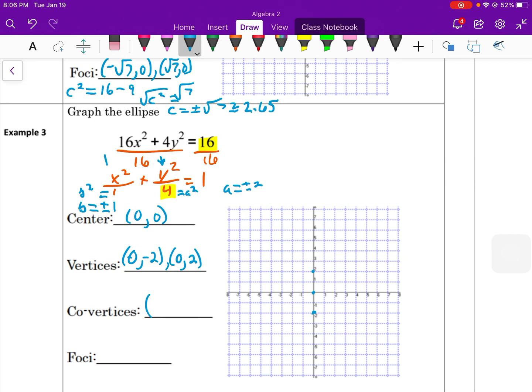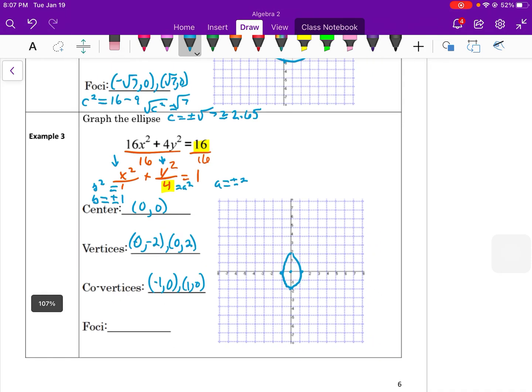Co-vertices are on the minor axis. That's under the x-axis. So this is minus 1, 0, and 1, 0. So this ellipse is pretty small.